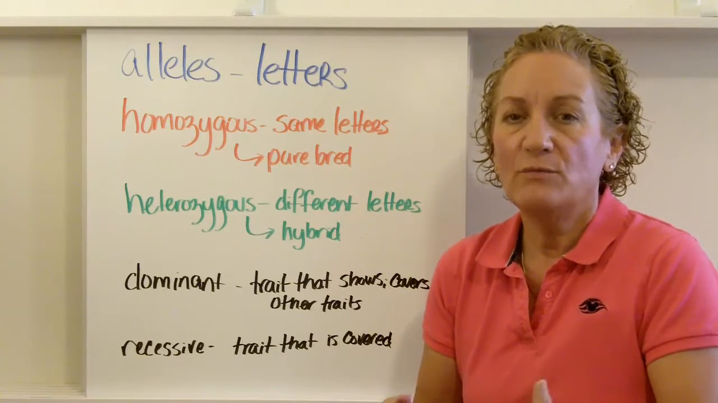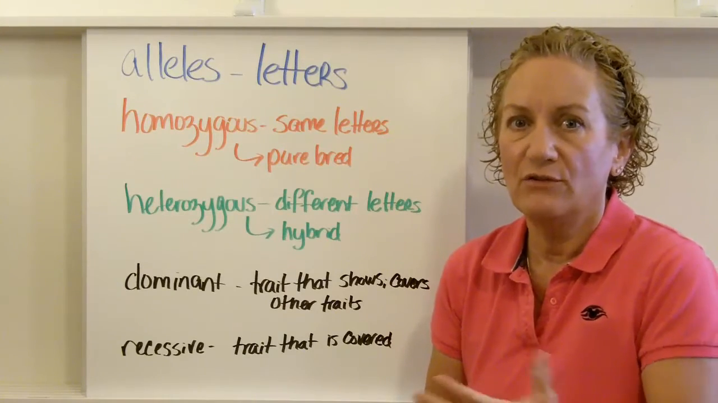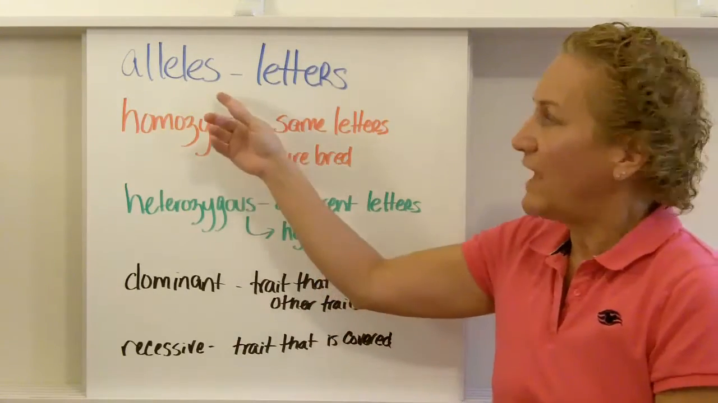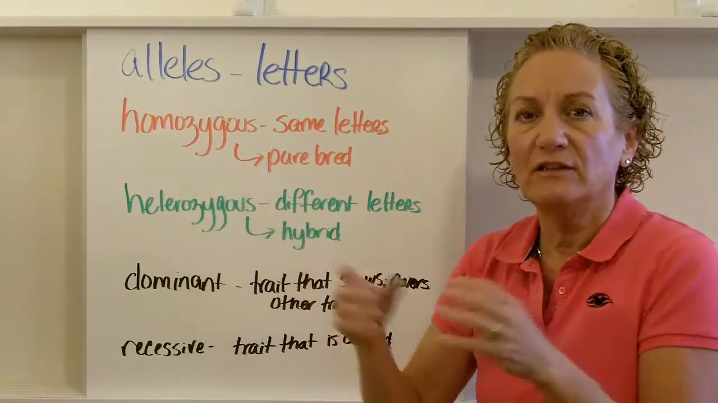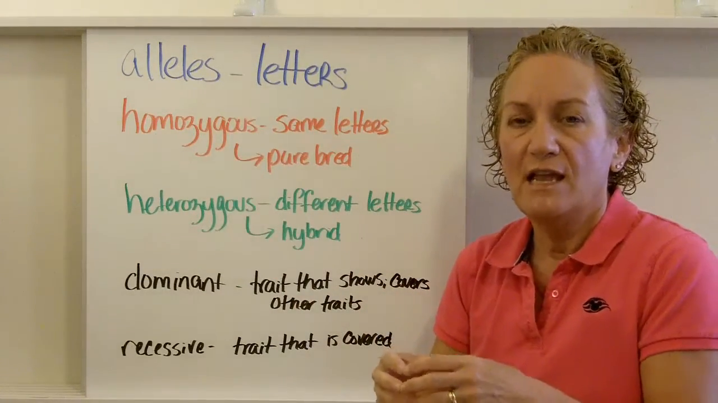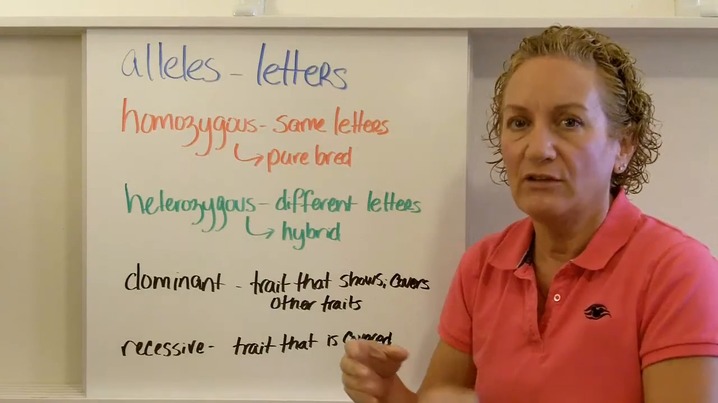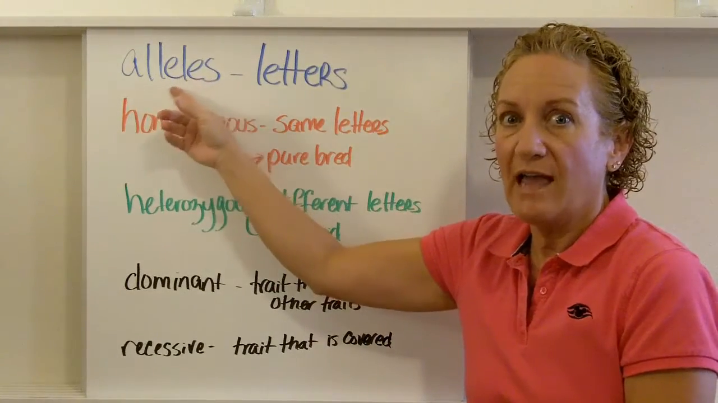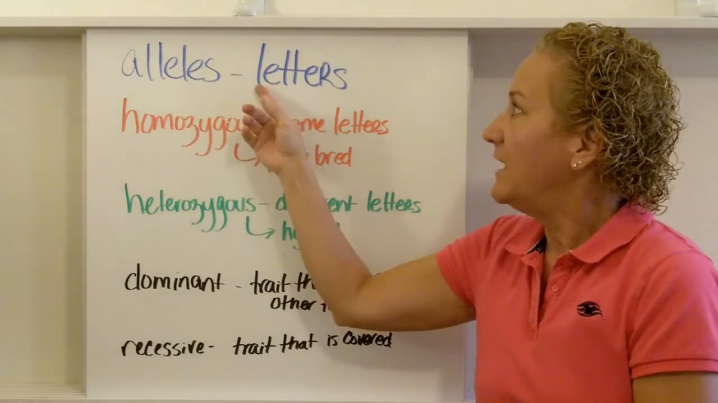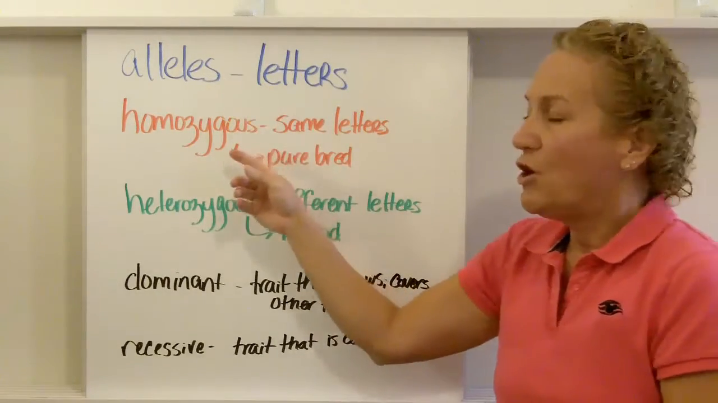That kind of thing. Before we get started, there's actually a couple of vocabulary words, several, that you need to know. So here they are. We're going to start with the word allele, A-L-L-E-L-E-S. Alleles are the letters that represent the traits. Now, we're going to get more into that in just a minute, but alleles are the letters that represent the traits. The way I remember it is there's a lot of L's in the word allele, and the word letter starts with L, so that's how I remember it.